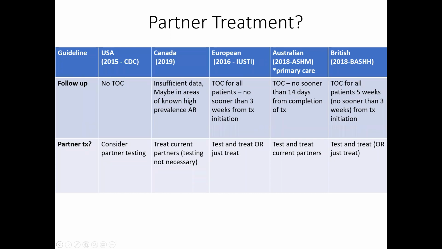There's also considerable variation around what we should be doing in terms of follow-up and treating partners. So, should we be doing a test of cure? The CDC guidelines had said no. In Australia and Europe, they are saying yes, we should be doing test of cure because of this issue of resistance. And then what about partner treatment? The US guidelines have said you could consider partner testing. In other places, they test and then treat for positive. And in some places they say just treat their current partners, you don't have to test. So again, there's a lot of variation in guidelines.